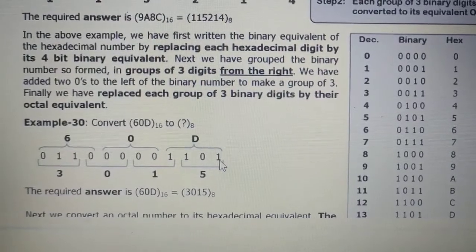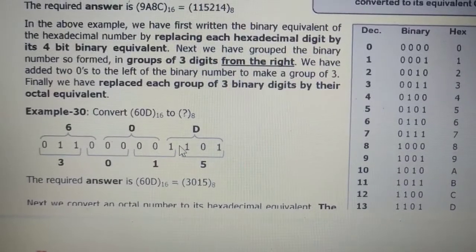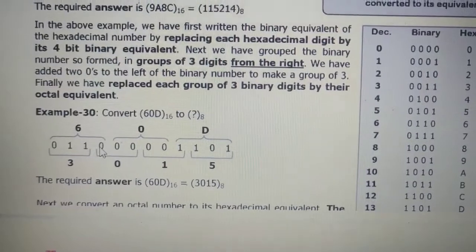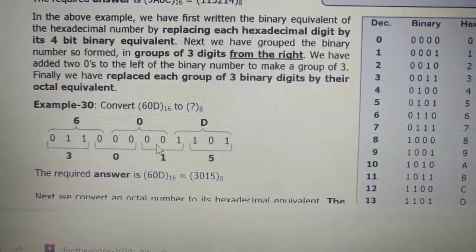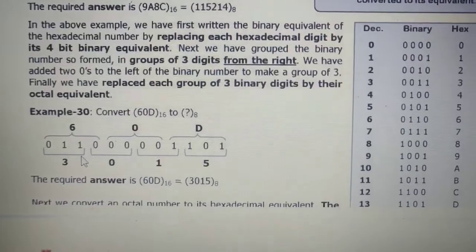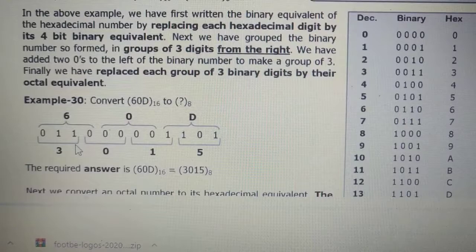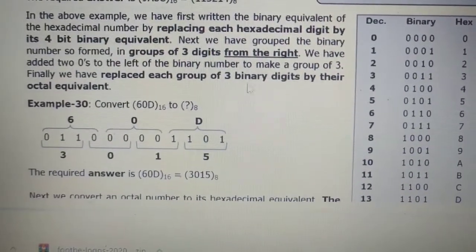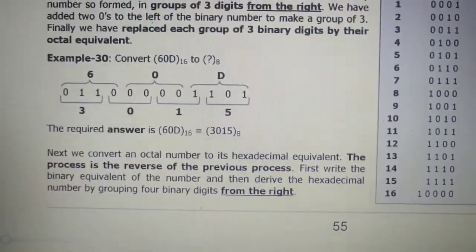Now from right hand side to left hand side we will club 3 digits. So 101 we have converted. Now 100, now 000, now it is 110. So 101 means 5, 001 means 1, 000 means 0, and 011 means 3. So 60D in base 16, if you convert it into octal, becomes 3015. So first hexadecimal to binary, then binary to octal. Okay, in this way we are doing this.